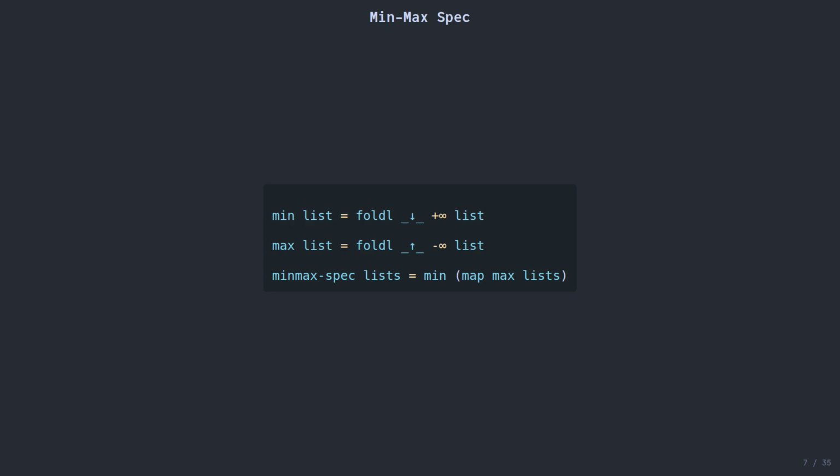Similarly, max is defined as a left fold on the list using the up operator with negative infinity as the seed. The up operator is similar to the max function in the C++ standard library. It takes two numbers and returns the bigger one. With these definitions in place, min-max is defined by first mapping each list with max and then applying min to the resulting list of values. This gives us the specification that Bird starts from in his derivation.